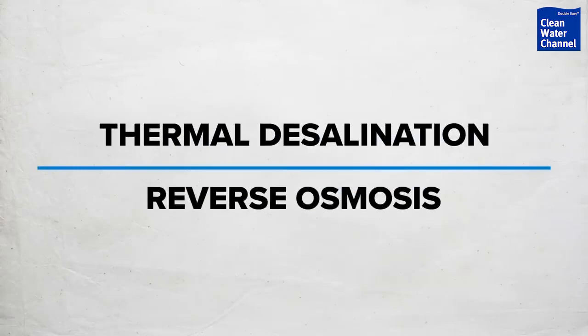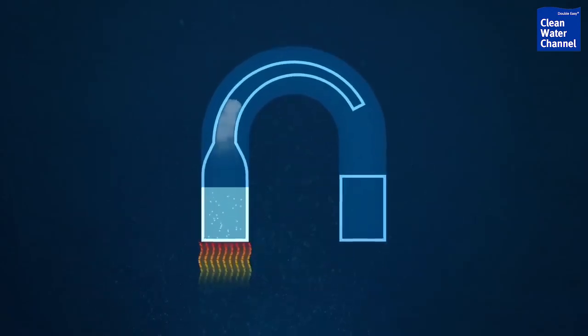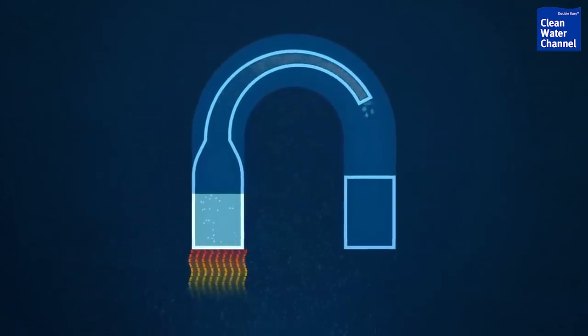The two main types of desalination are thermal desalination and reverse osmosis. Thermal desalination is the oldest form of desalination. It's essentially boiling water and then capturing the steam and turning that into fresh water.